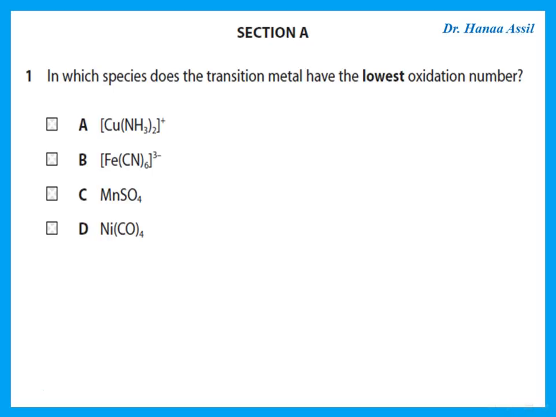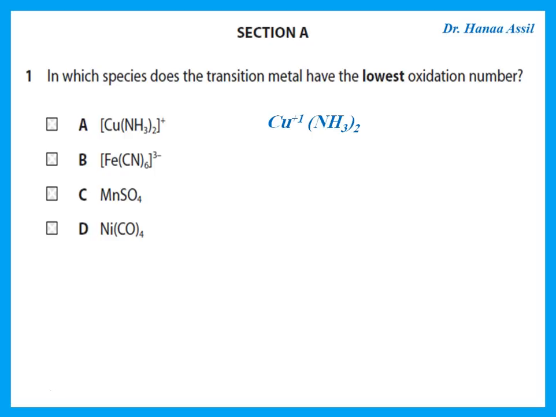So if we say copper with ammonia and overall there is one positive charge, you know that the ammonia itself does not have a charge on it, and that means the +1 is the oxidation number of copper. So in this case, copper has an oxidation number of +1. I'm just going to remind you that oxidation number just means the charge on the ion.